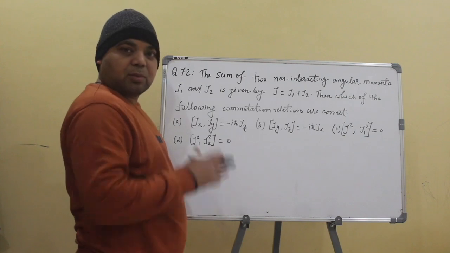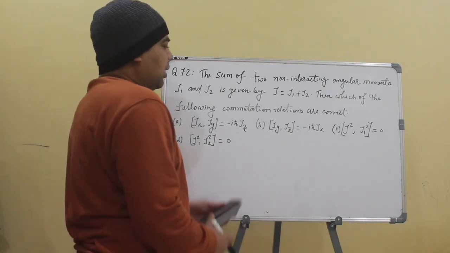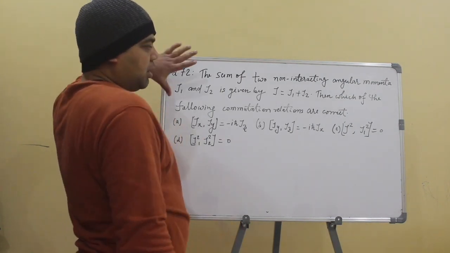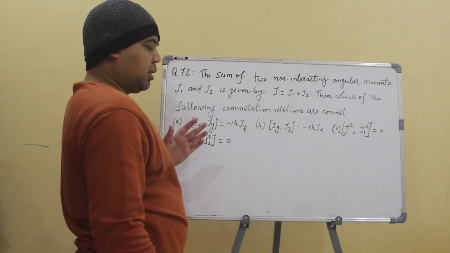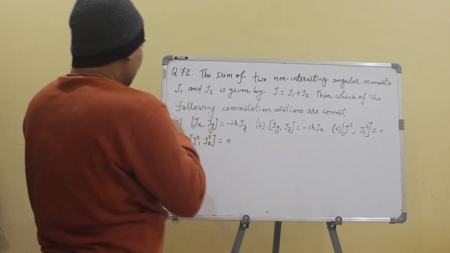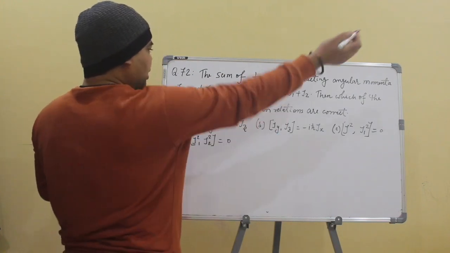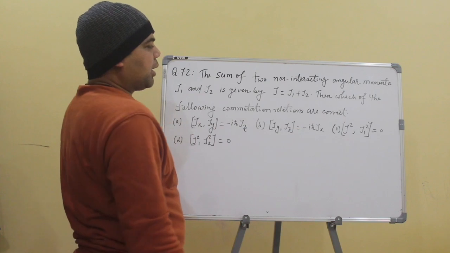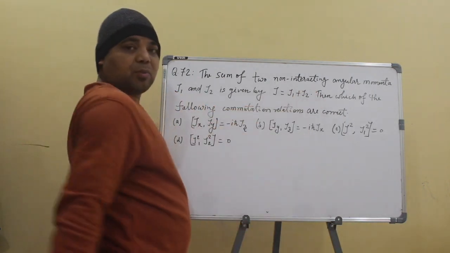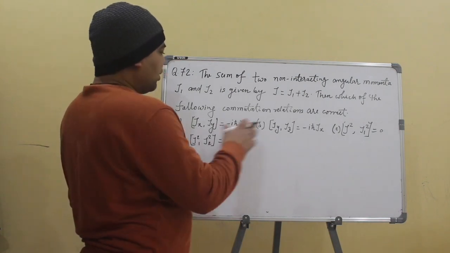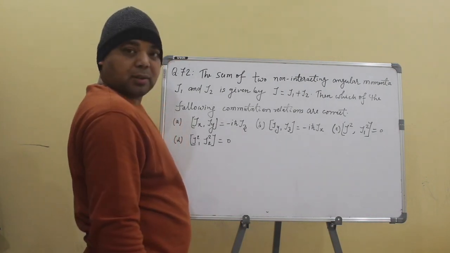Now let us take problem number 72, which is primarily about the relation between total angular momenta and their commutation relations. Let us take the first one. It says that for the sum of two non-interacting angular momenta, J1 and J2, given by J equals J1 plus J2, which of the following commutation relations are correct?